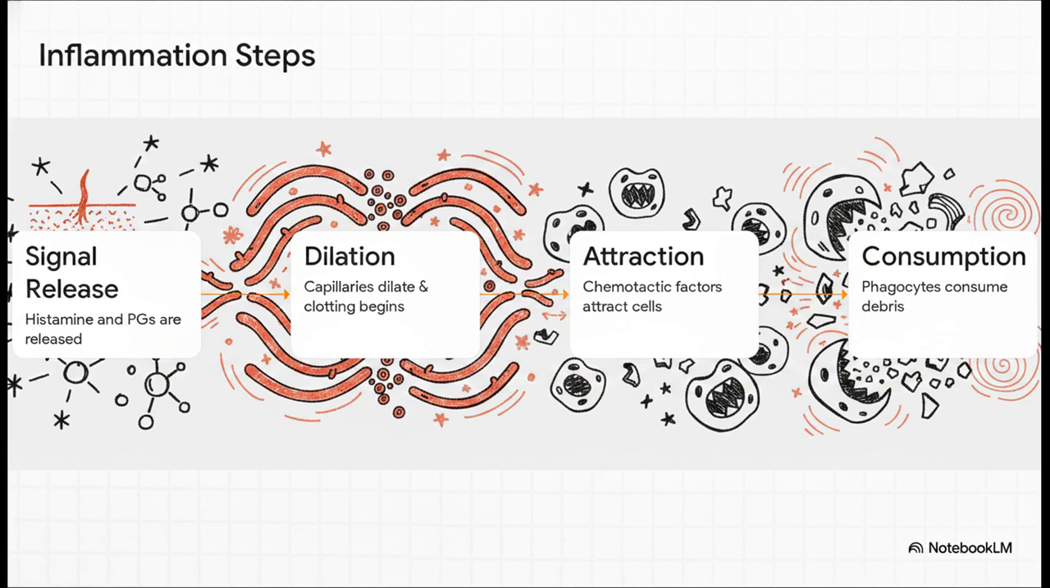Step 2, your capillaries dilate, which lets blood clotting elements rush right in. Third, chemotactic factors attract these specialized phagocytic cells. And finally, those phagocytes get to work acting like a cleanup crew, consuming pathogens and cell debris. It's a vital healing process for sure, but if it's left unchecked, it causes excessive pain, swelling, and tissue degradation.